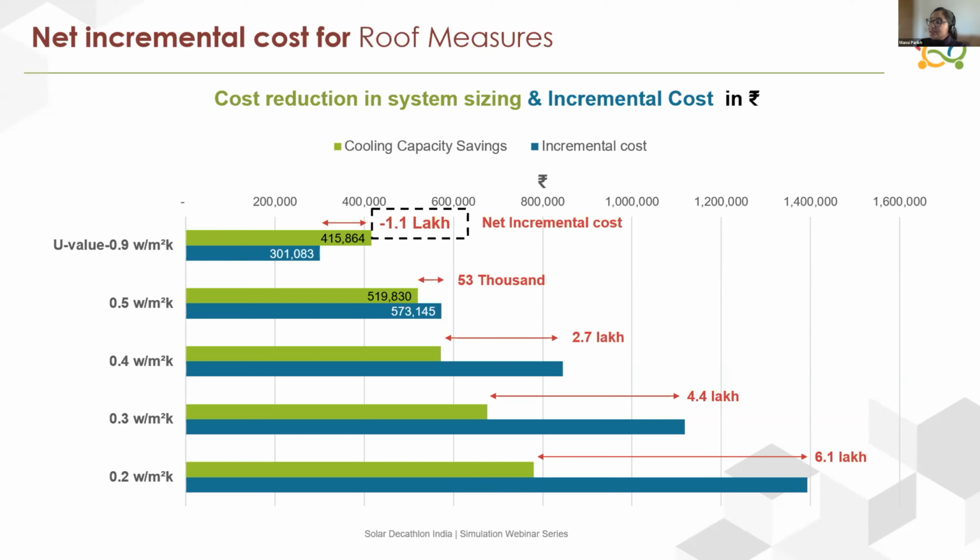In certain measures, the net incremental cost is negative. That's interesting, right? So why is it negative in this case? Since the cooling capacity saving due to reduced system size exceeds the cost of insulation. So that is the reason we have negative net incremental cost. You can tell the client that these measures actually reduce the cost of construction of that particular building.